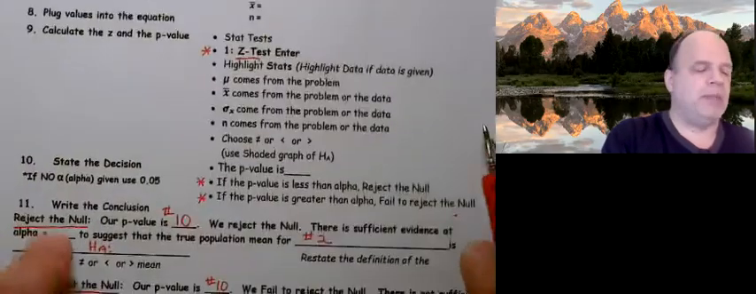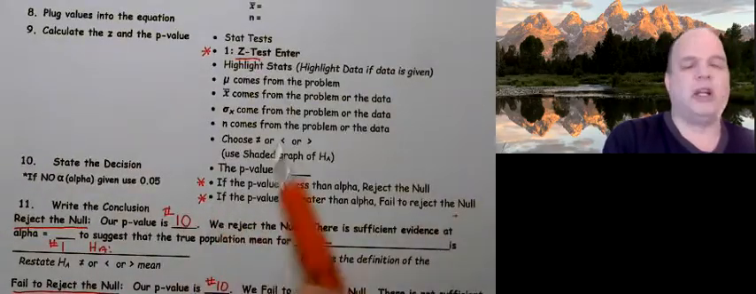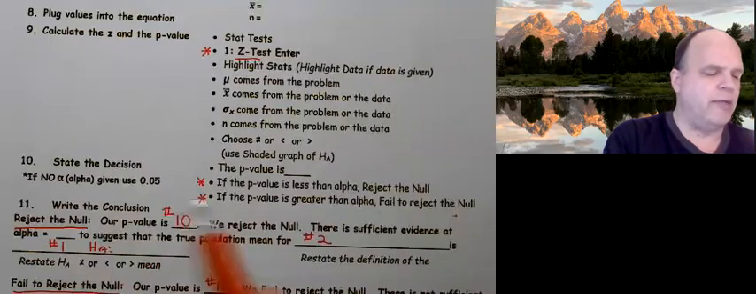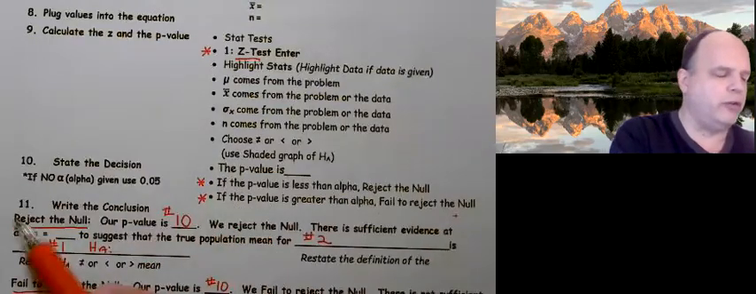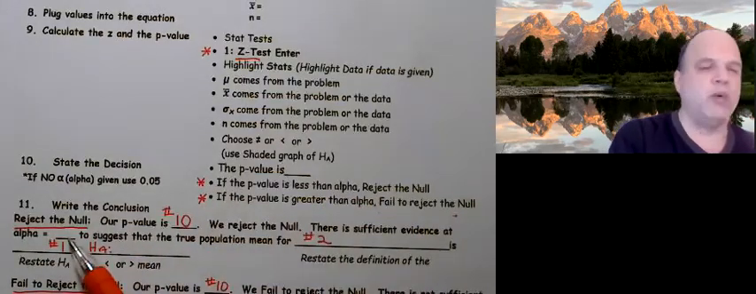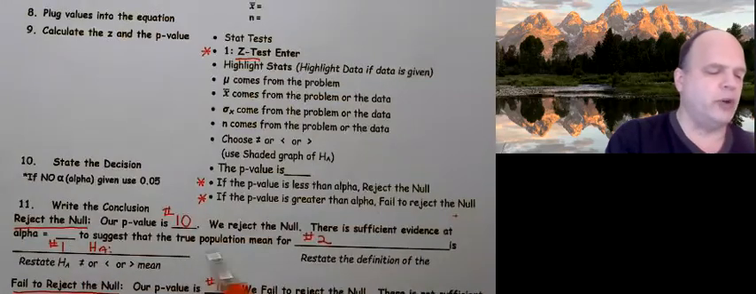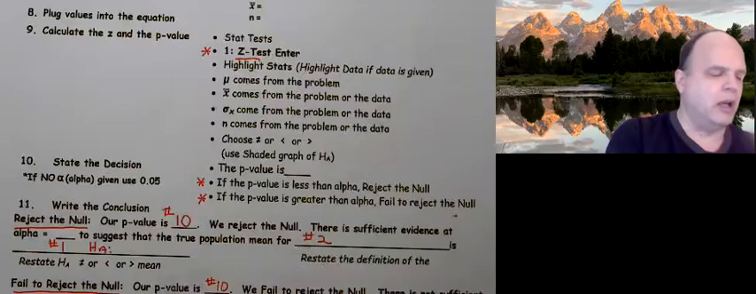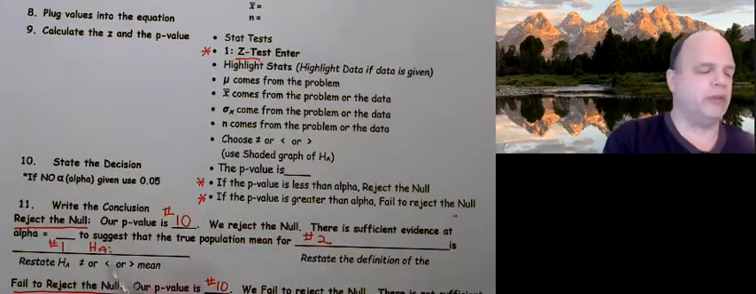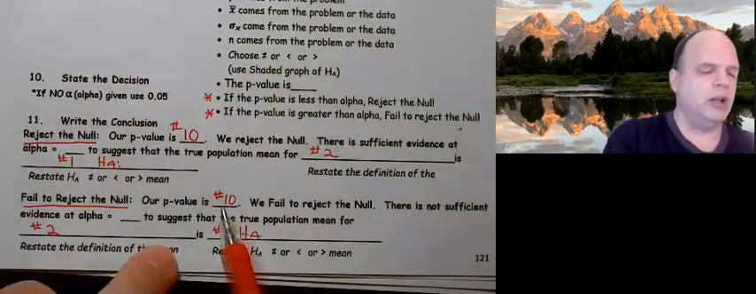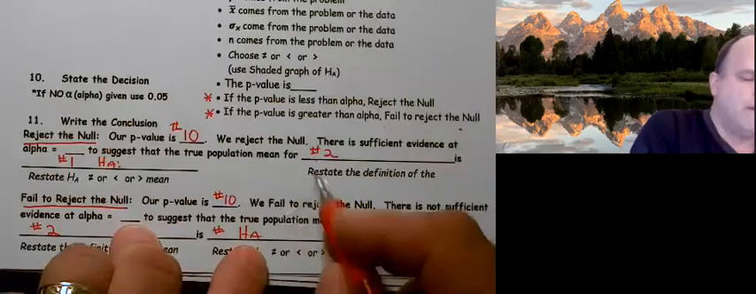And then we have our statement. Our p-value is, and that came from number 10. It also was calculated in number 9. We reject the null. That's if we're rejecting. If we chose the rejection one, we're going to choose this value. So if we choose this one, we're going here to reject. There's sufficient evidence at alpha equal to whatever we chose to suggest the true population mean. This is where we're going to restate our defined parameter, let mu equal the true population mean, and then restate the alternative hypothesis. If we fail to reject, it's going to be the same thing, except our p-value is number 10. But instead of reject, we're going to fail to reject.